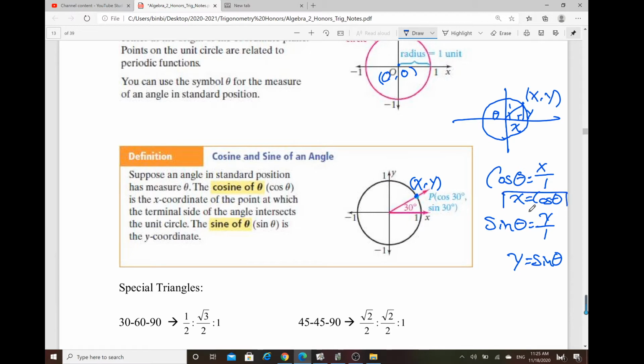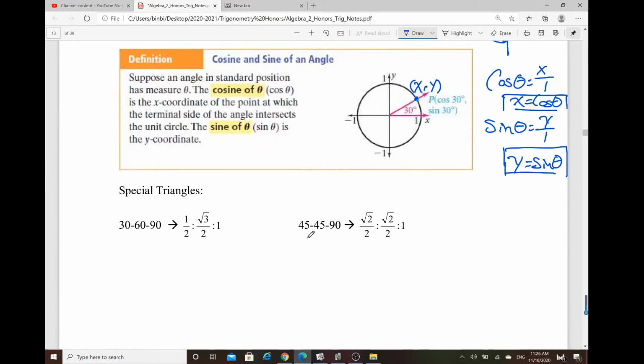Make sure that you recognize this basic structure. It's kind of like an identity for the coordinates. Cosine of that angle on the unit circle is always the value of x, and sine of the angle on the unit circle is always the value of y.